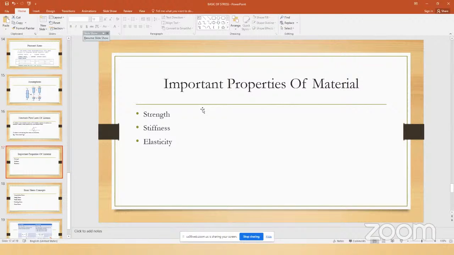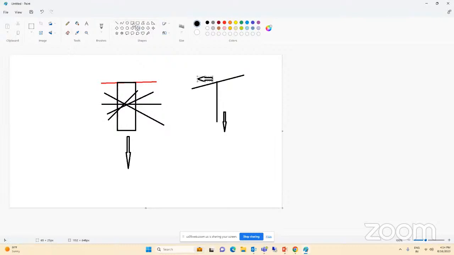Creep is nothing but when the pipe is supported, if the pipe temperature is too high, it will deform along its length. For example, if you have a pipe with supports, this one is the pipe and these are supports, due to high temperature this pipe will elongate and deform like this. This type of failure we call creep.